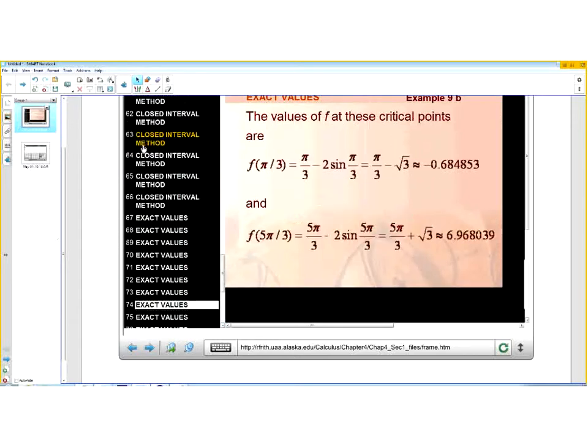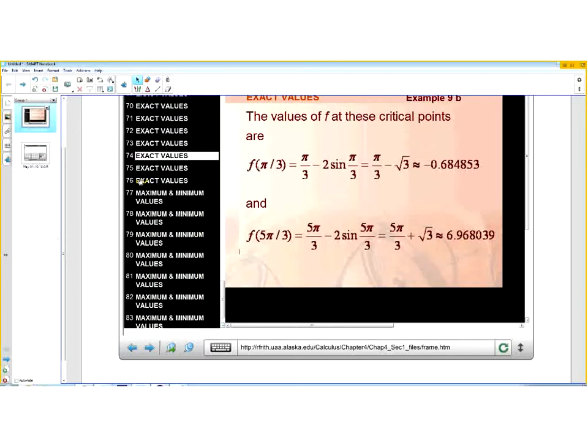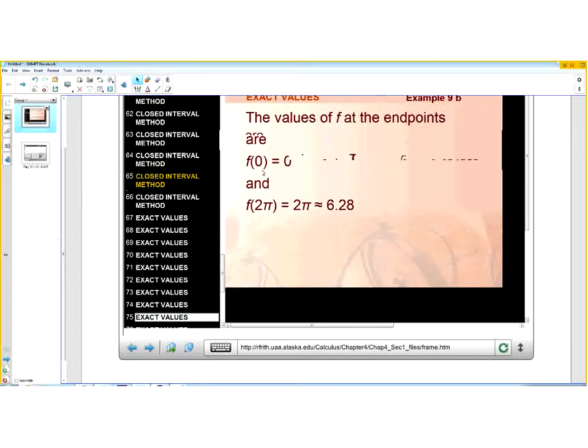So let's see what it is. Evidently they plug the value pi over 3 into the function and get the ordinate of the local minimum, and they plug 5 pi over 3 into the function and evaluate, and they get the local maximum, which agrees with the graph that we constructed. So the values of f at the endpoints, of course, I guess we should look at that.